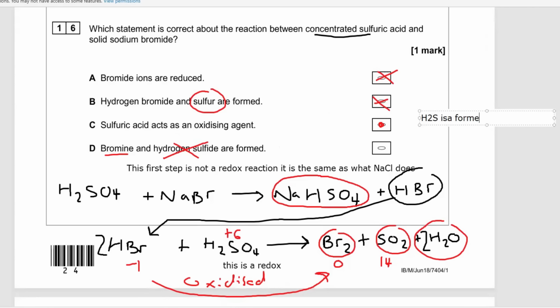Bromine and hydrogen sulfide are formed. No, you get the eggy, smelly gas, hydrogen sulfide, when you use sodium iodide, as iodide ions are a stronger reducing agent than bromide ions. And bromide ions are stronger than chloride ions, and you kind of have to know that. So there we go. That's the end of that one.